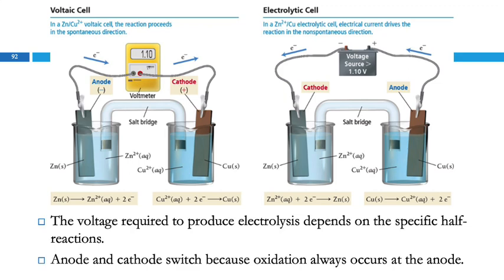So I think it's best to learn what's happening at the anode and the cathode in a voltaic cell. And then if you have to identify something in an electrolytic cell, just switch everything. Right? So here, this was the anode. It was negative. Over here, this is going to be the cathode. This was the cathode. Now this is the anode. Not confusing at all.